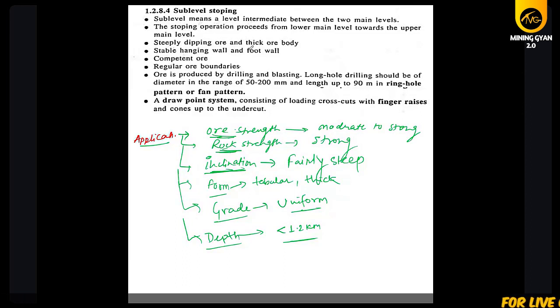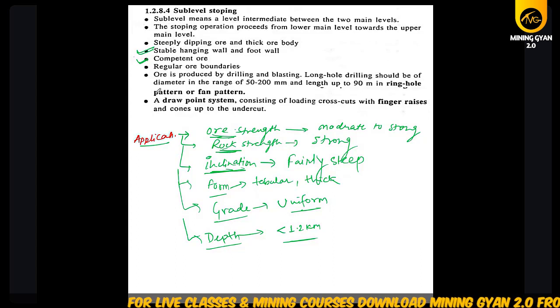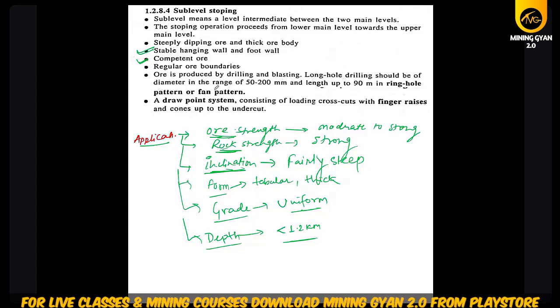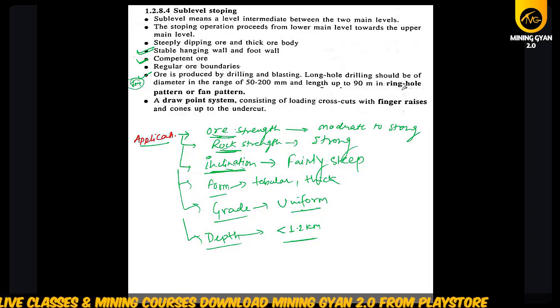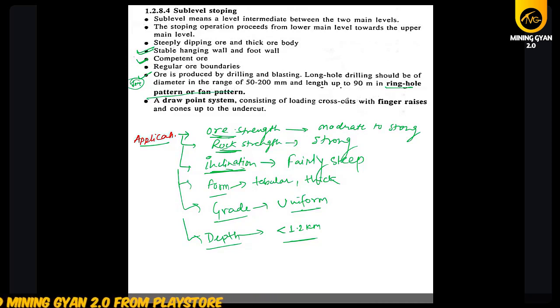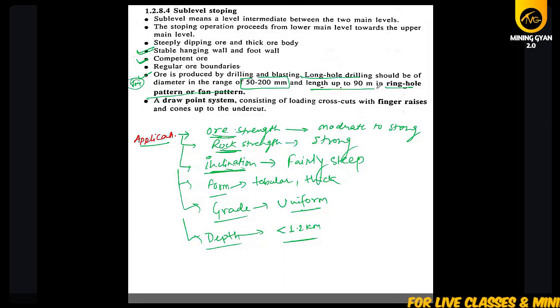So AK GORAI also has mentioned some points like stable hanging wall and footwall, compact ore, and the ore produced by long hole drilling, the diameter of this, and the ring hole pattern. This point is important, you should remember. They can give you an option of a ring hole pattern or fan pattern. In this method we use the ring hole pattern and the fan pattern. Long hole drilling should be a diameter of 50 to 200 mm, length up to 900 meters. So you should remember this point, I think it is important.